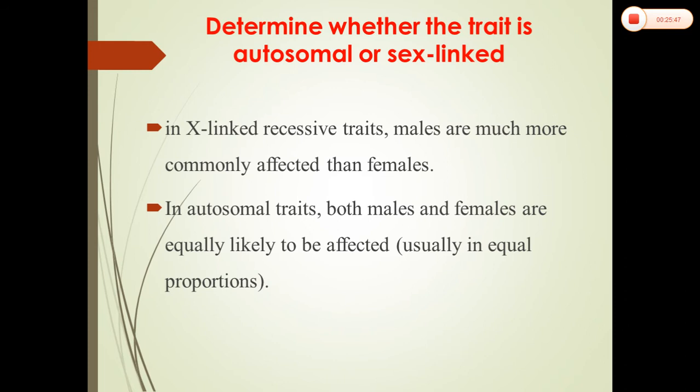So which things do you have to remember? First you have to identify whether the trait is dominant or recessive. Then you will go for autosomal or sex linked. If in the given chart mostly males are affected, then it is sex linked. If male and female progenies are more or less equally affected, then it is autosomal. Fine. Now these things are clear in mind.